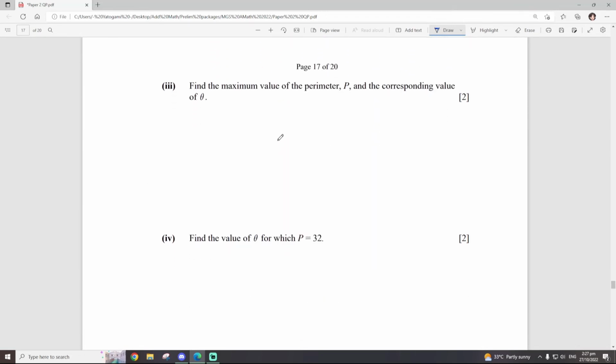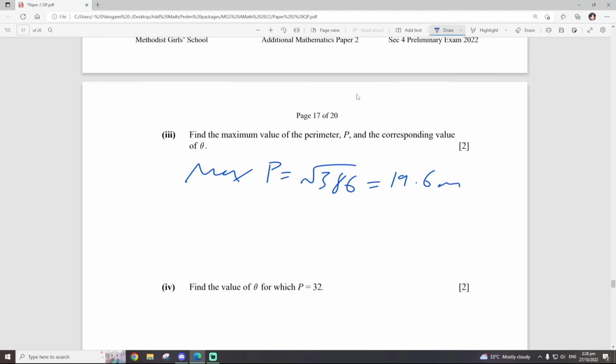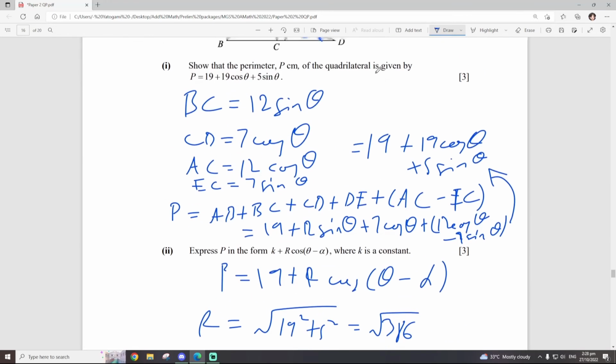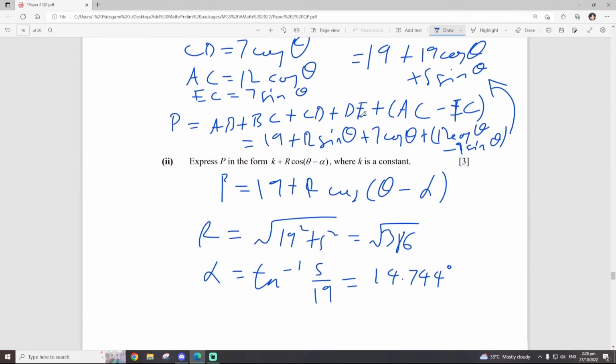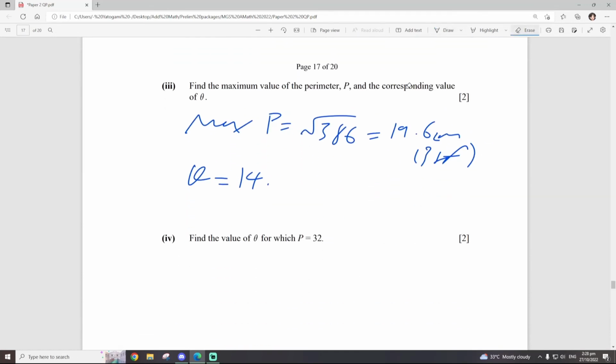Find the maximum value of P. Okay, the maximum value of P is just square root 386, equals 19.6 to 3SF. And the alpha value will be 14.7. So theta equals 14.7, because the maximum value of a cosine function is when the input is equivalent to 0. So that will be 14.7 degrees.